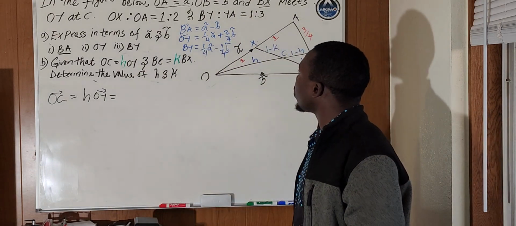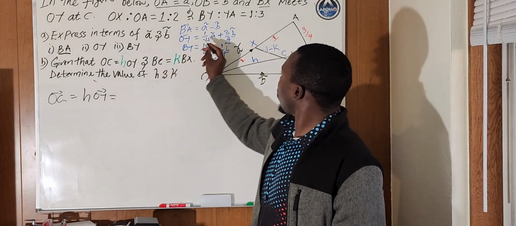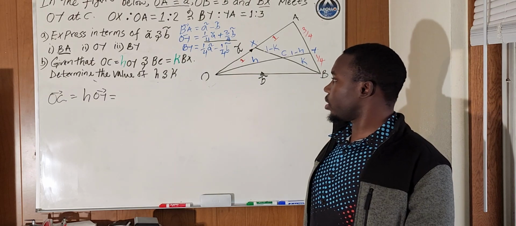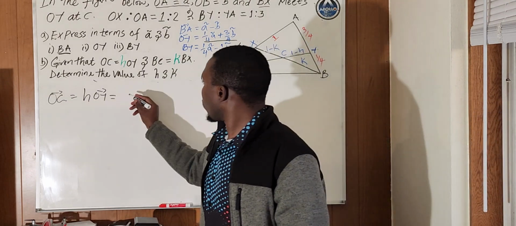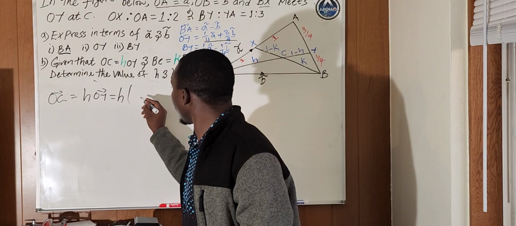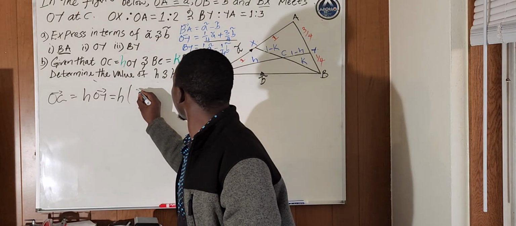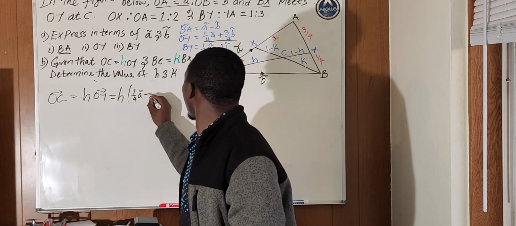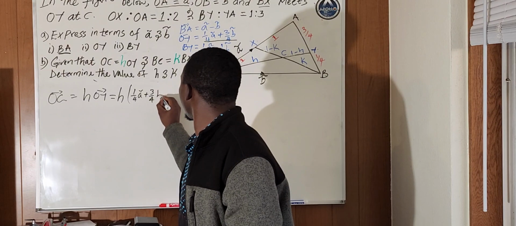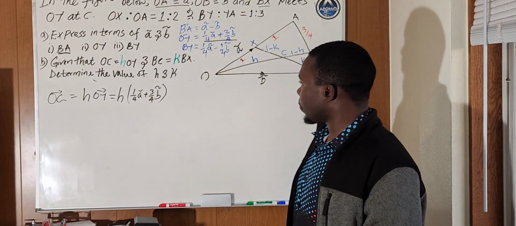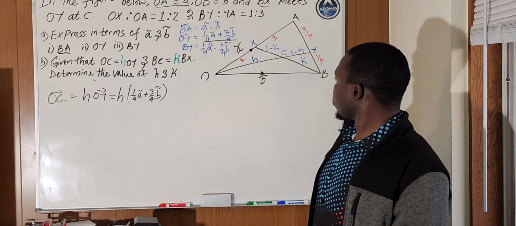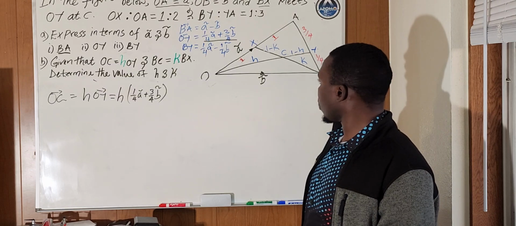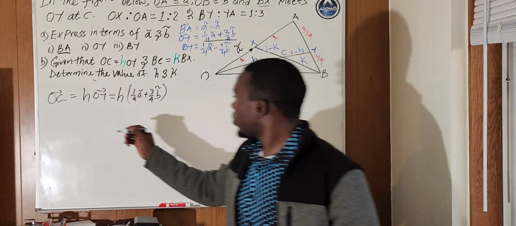But we know OY is right here. We found that from part 1 already. So OY, we will multiply that by H, which is 1/4 vector A plus 3/4 of vector B. The next part is also to write the same OC in the second way.